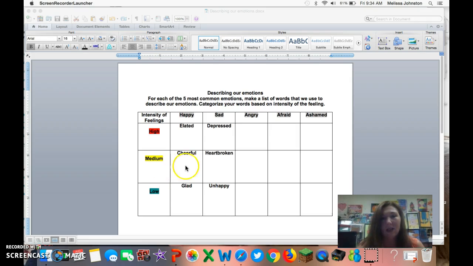So for example, elated is a higher intensity feeling than just being glad about something, or just feeling cheerful and feeling good about it. Being depressed is a higher degree feeling than just being unhappy. But heartbroken is more than unhappy, but maybe not as high a level of intensity as depressed. So your job for this assignment is to go through each of these and just list the words that you can think of, or the emotional feelings that you feel or that you know are attached to these emotions.